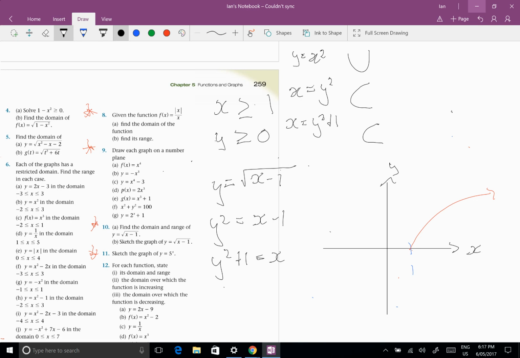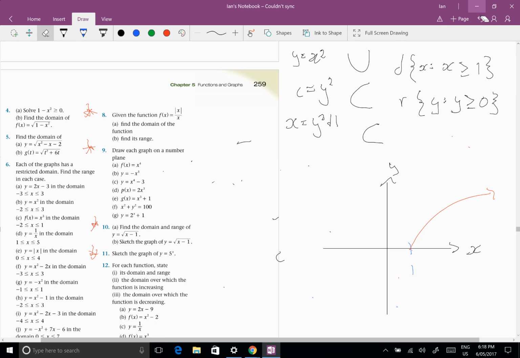So now if I was to write the domain, it is x such that x is greater than or equal to 1, and the range is y such that y is always greater than or equal to 0. And that's function 10. Righto.